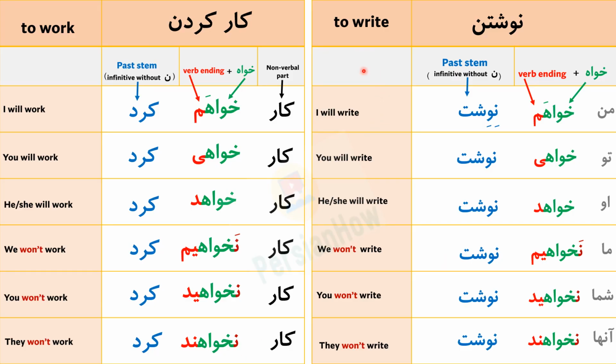Let's fully conjugate these two verbs now. So نوشتن, and here are the personal pronouns. I'm just going to read through the verbs. خواهم نوشت, خواهی نوشت, خواهد نوشت, نخواهیم نوشت, نخواهید نوشت, نخواهند نوشت. For this one on the left side, کار خواهم کرد, کار خواهی کرد, کار خواهد کرد, کار نخواهیم کرد, کار نخواهید کرد, کار نخواهند کرد.